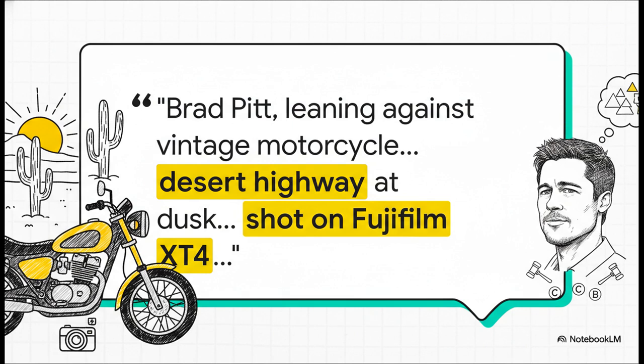We define the environment, and then, here's where the magic happens. We layer in the technical details, the camera, the lens, the lighting, and finally, the style. See how every single phrase here forces the AI to get more specific? It pushes it away from a generic, boring image and toward this exact professional-looking shot.